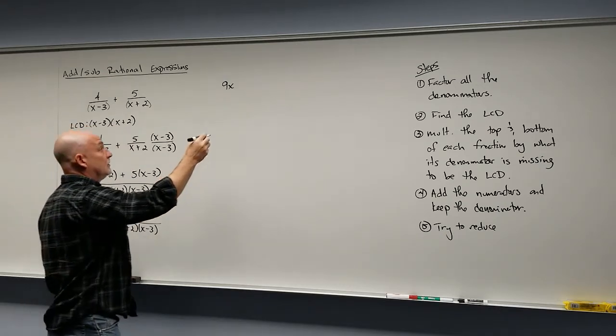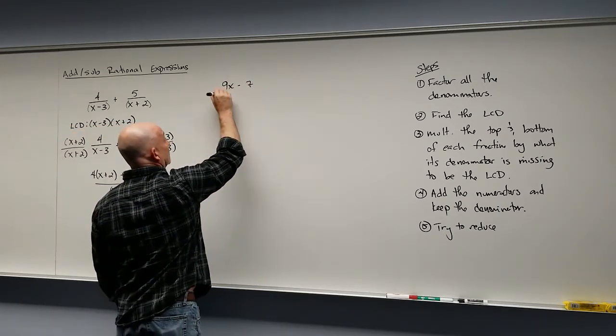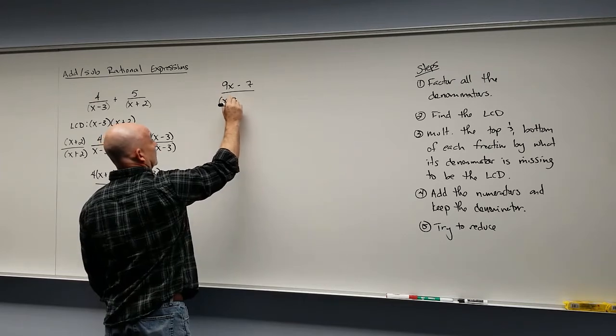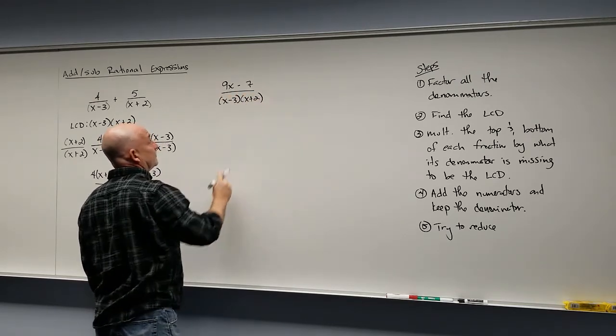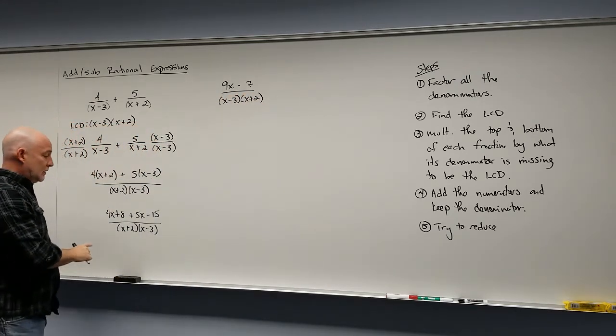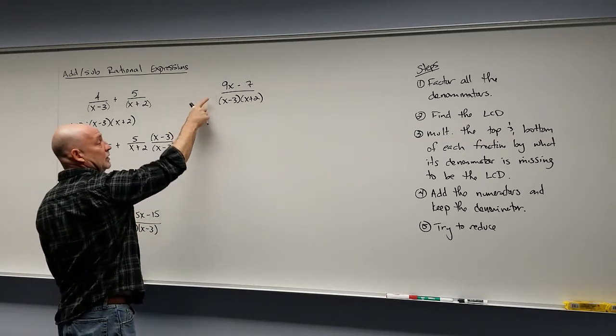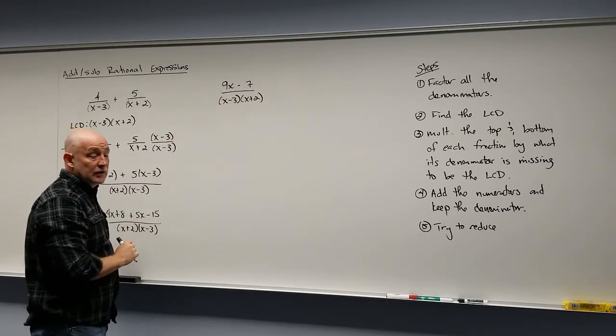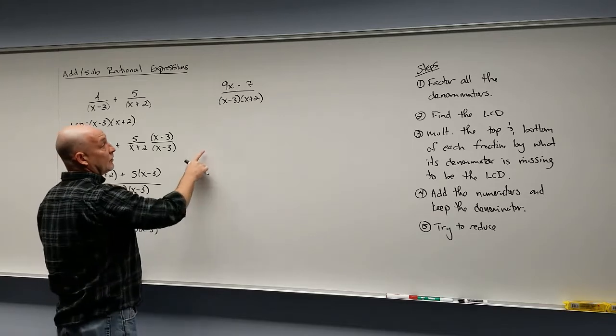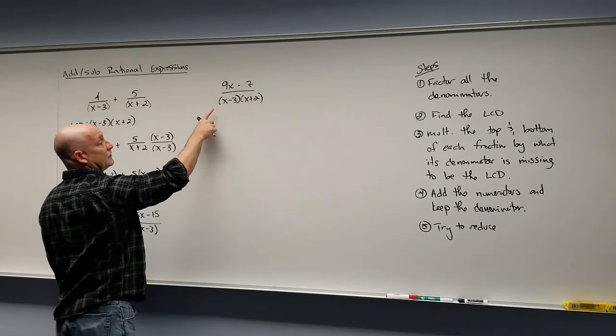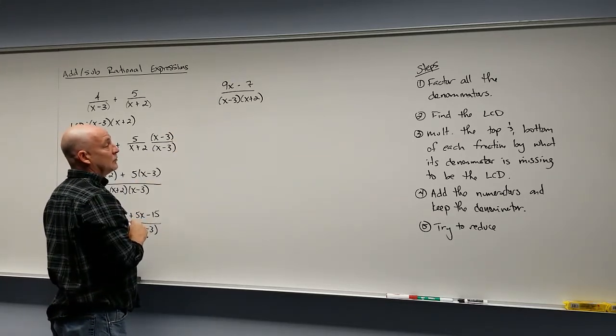8 minus 15 would give me negative 7 all over x minus 3, x plus 2. All right, now that we can't combine any more like terms on the top, we are done adding these fractions. So now we want to see if we can reduce. Remember, to reduce rational expressions, we factor the top, factor the bottom, and see if anything will cancel.